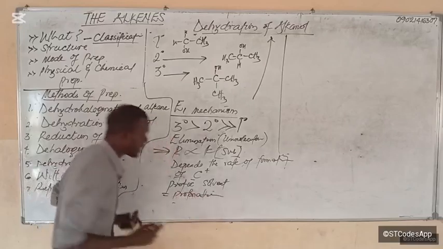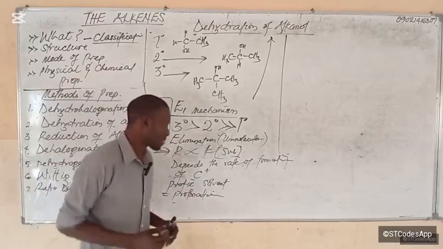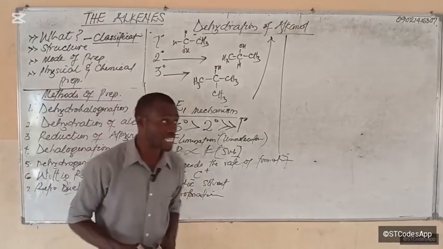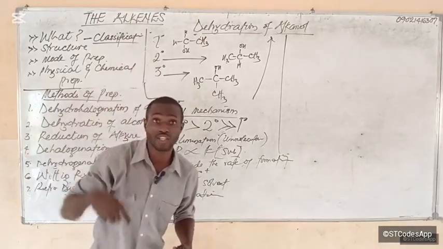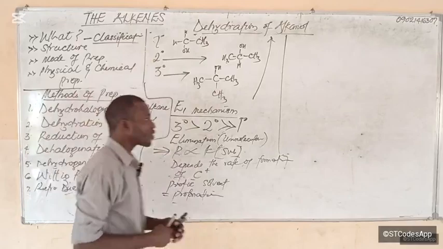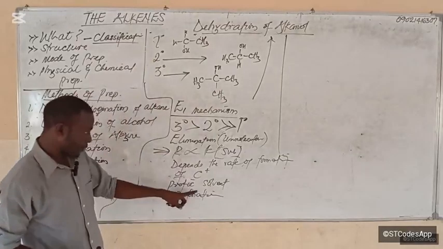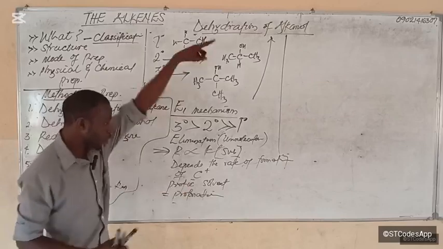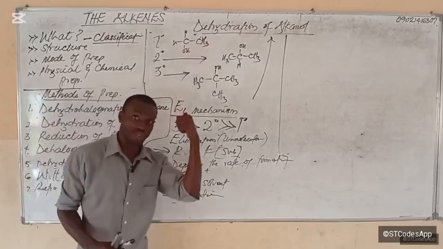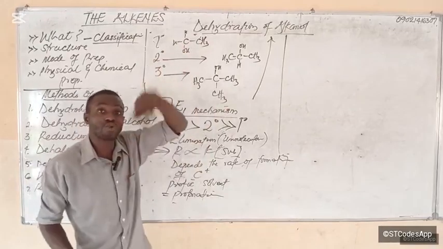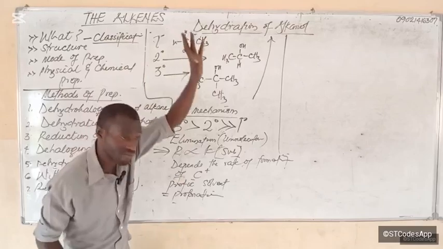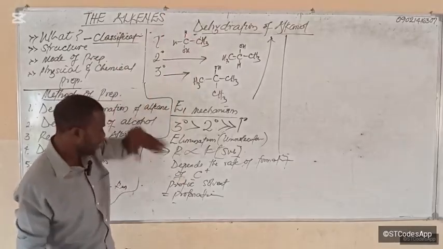See, this is just big grammar. Protic means a solvent that has a proton, right? A solvent that contains H plus, that can donate H plus. Does that make sense? So if that's the case, then what will happen? The proton that is donated to the OH will form what? Water. And once you form water, water is a good leaving group, right? Water can leave.